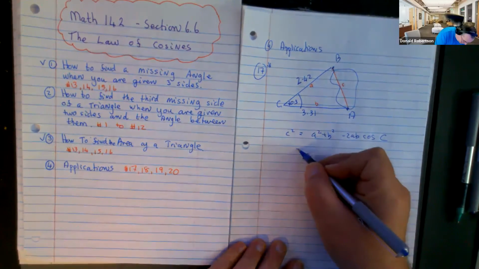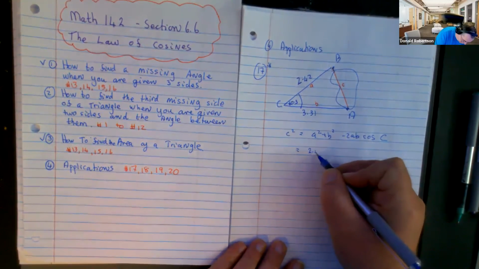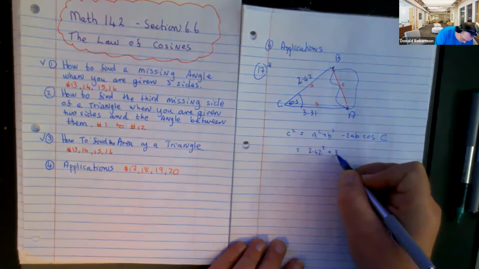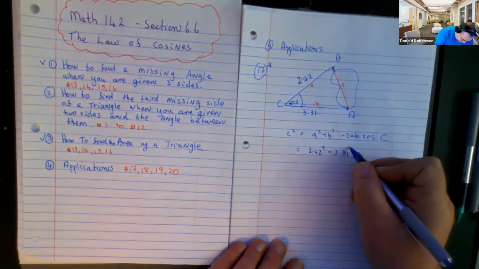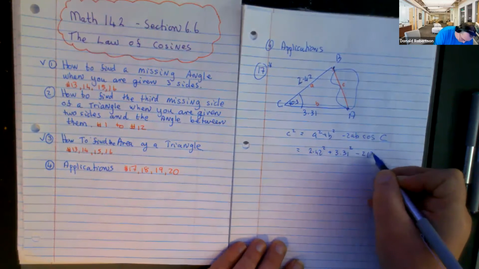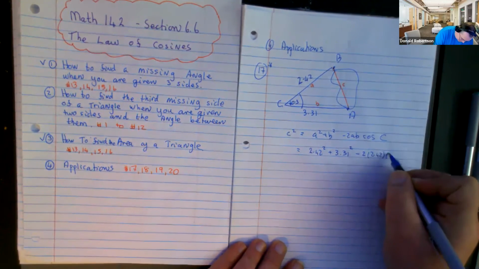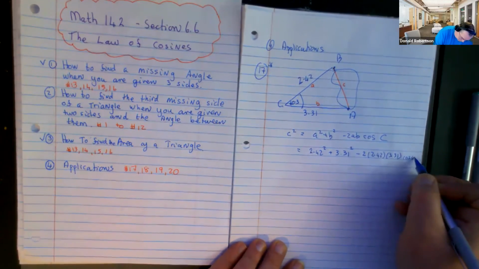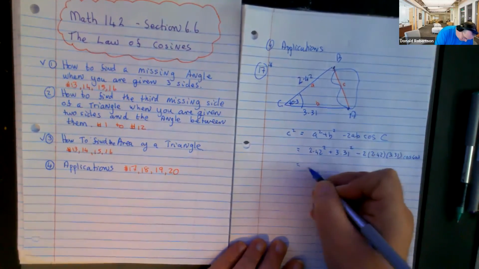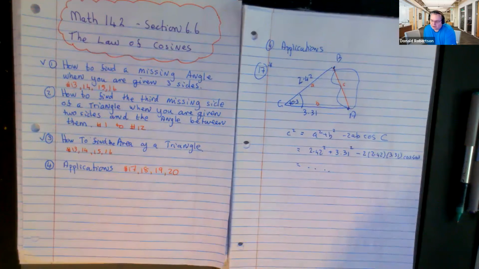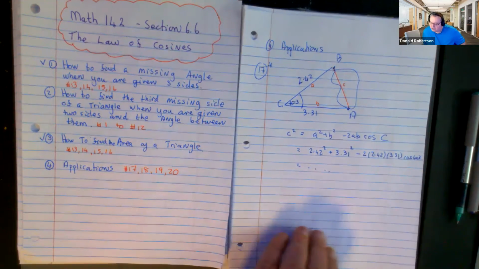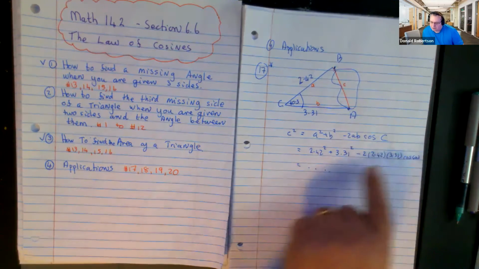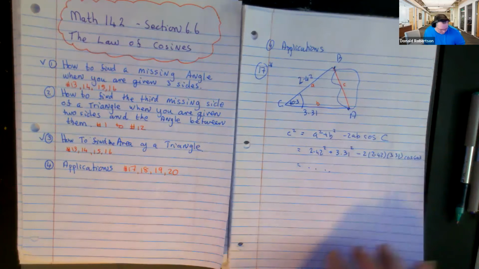Now in this case, the a is 2.42 and you square it. The b is 3.31 and you square it. And then it's 2 times that guy times that guy times the cosine of 40.3. And I'm just going to leave it at that. Would you agree it's pretty straightforward to finish? Right. Calculate the whole thing and then take the square root.